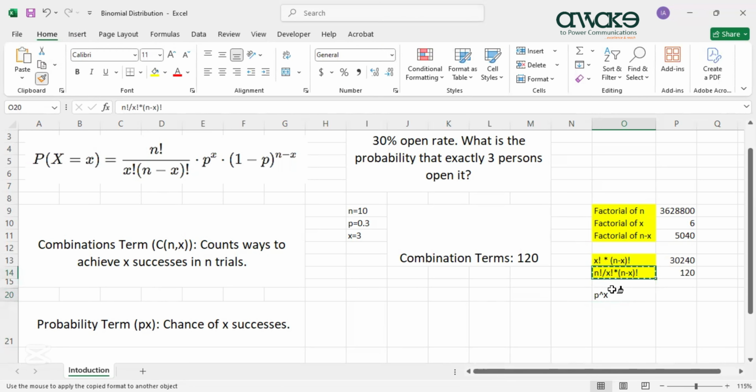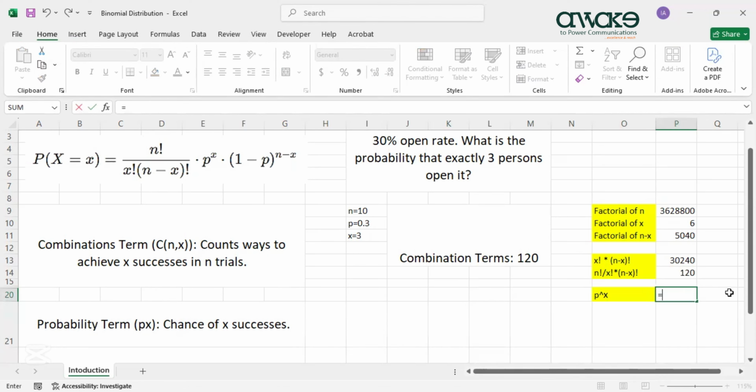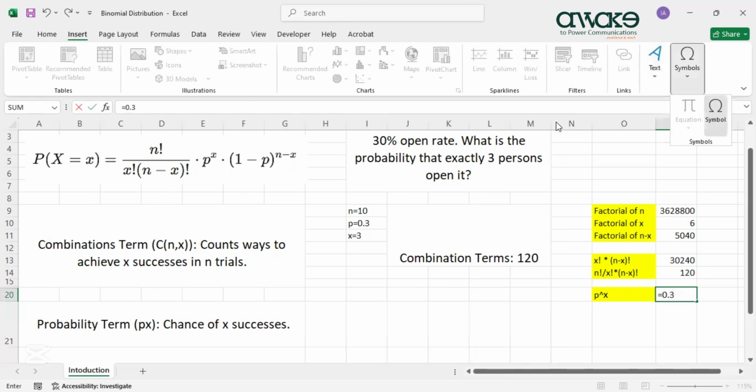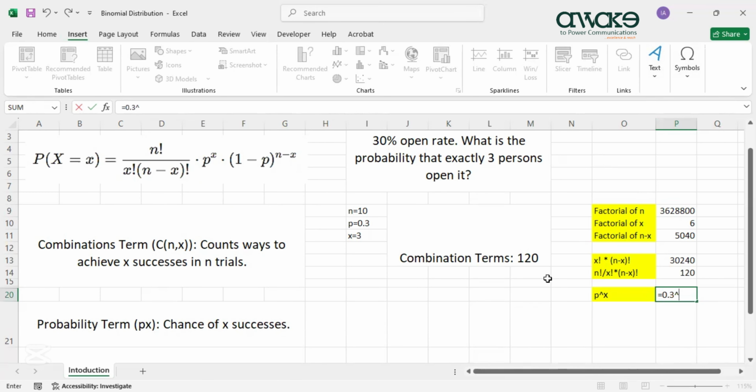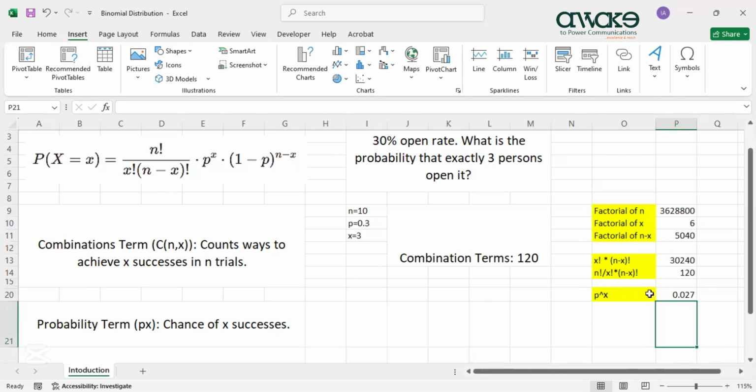I just want to copy this here. So what we'll do now, we'll say equals, our probability is 0.3, right? And we can enter the power from insert. We can just insert this. And x is 3, right? So basically, this serves as p to the power of x. We hit enter. So our p to the power of x is 0.027.